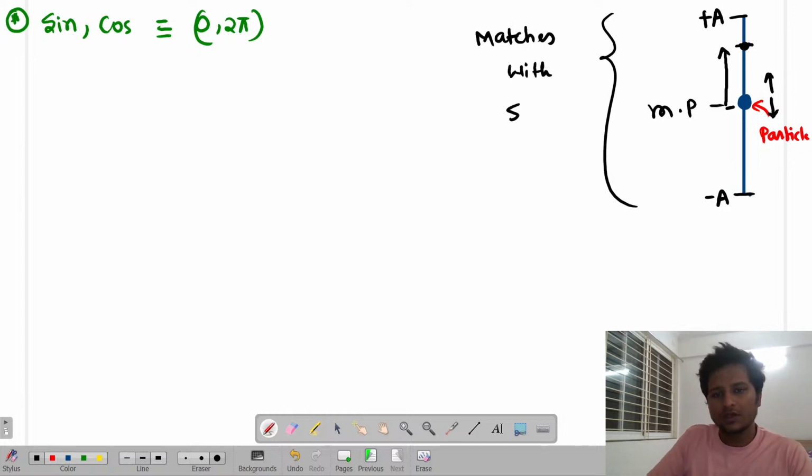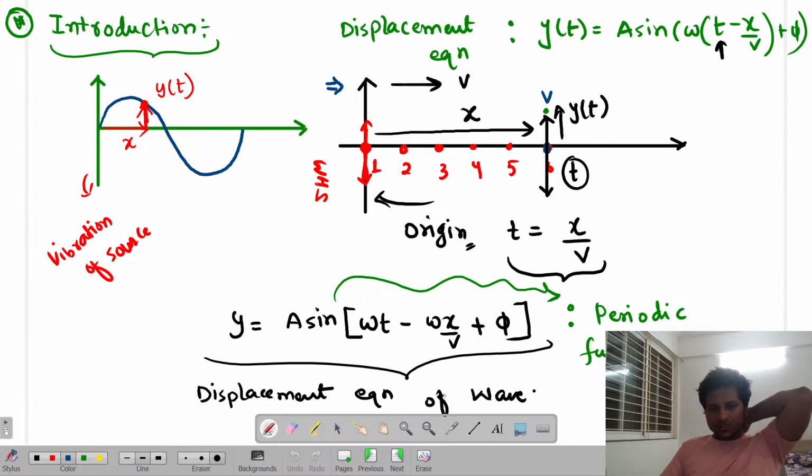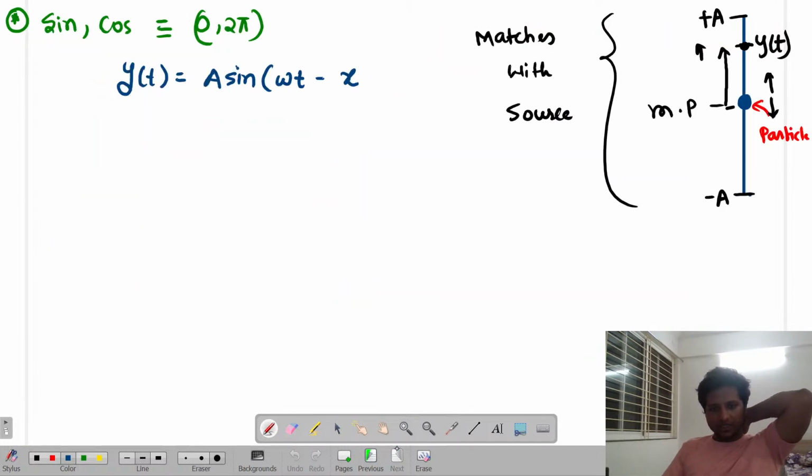Now, if we know the mean point, the extreme point, and the displacement of the particle at time t, then definitely we can know the velocity of the particle also. So how to find the velocity? We know that the displacement is given as y = A sin(omega t minus omega x by v plus phi).